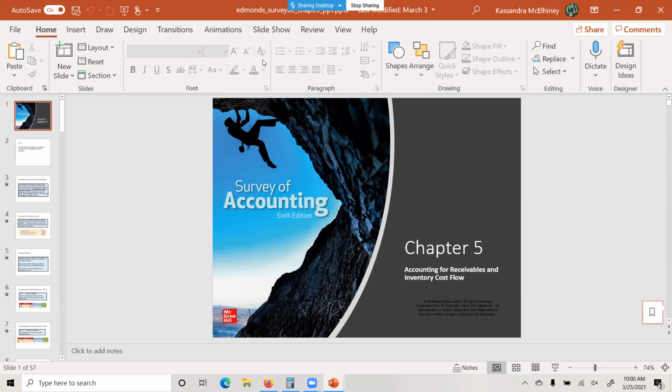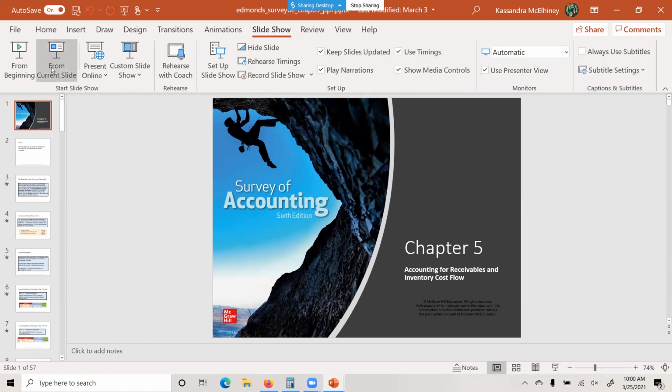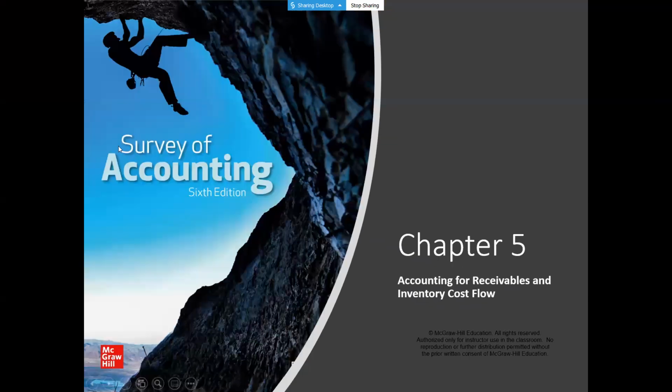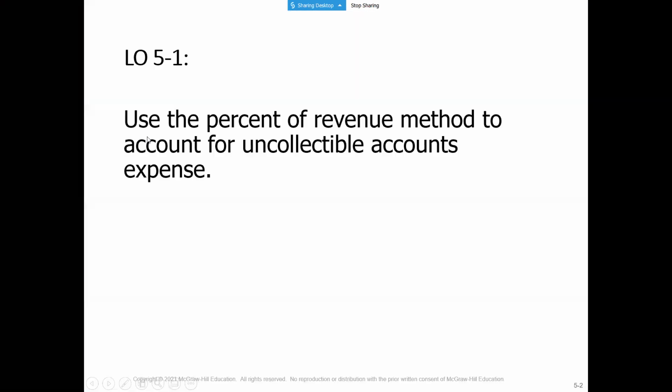So we dealt with receivables and inventory cash flow here. This is where we dealt with our percentage methods, percentage of receivables and percentage of revenue, to determine how much bad debts or uncollectible accounts expense is. Percentage of revenue is probably the easiest method, but not necessarily the most accurate.